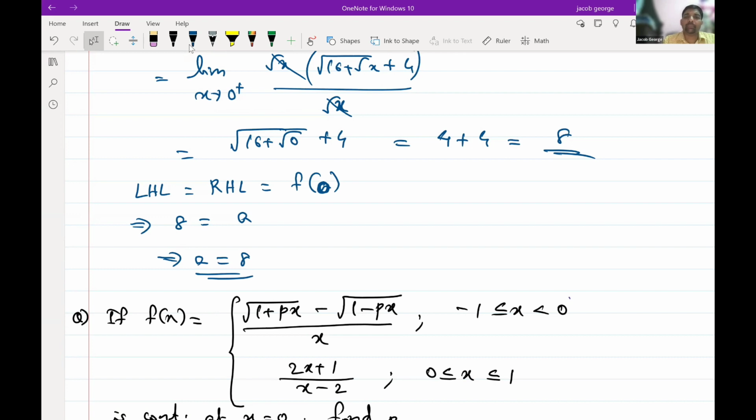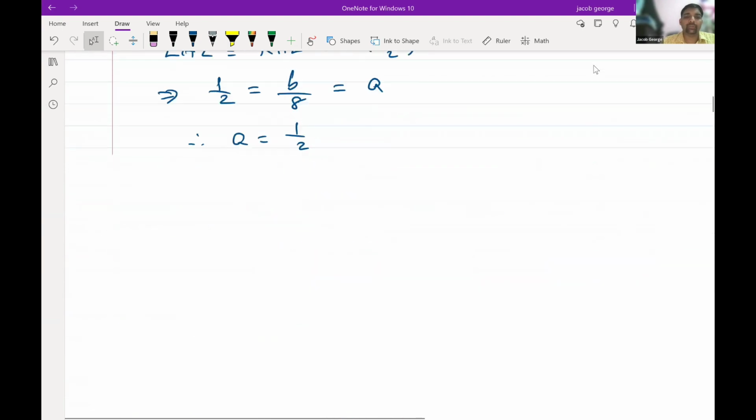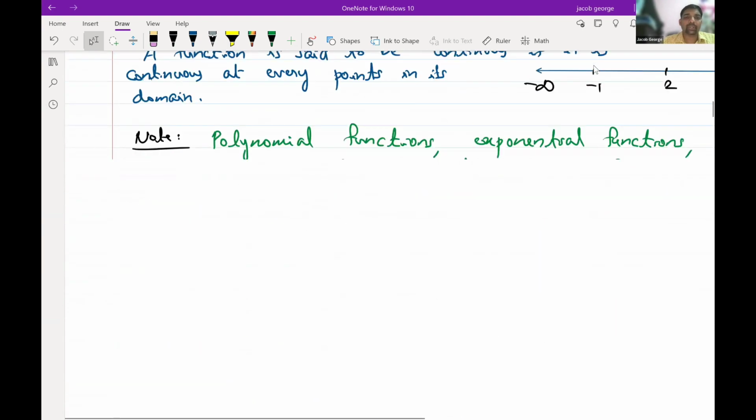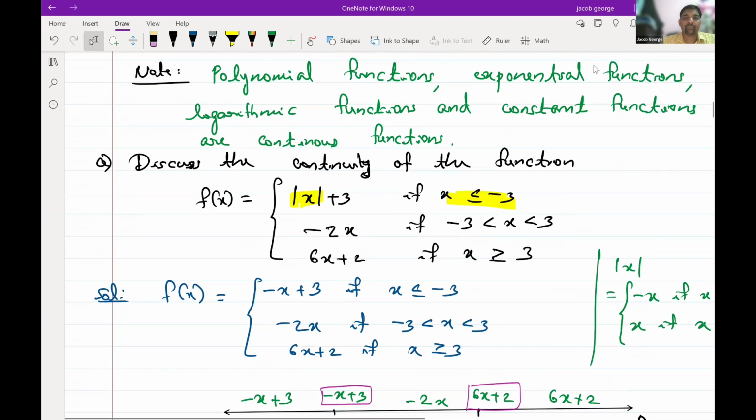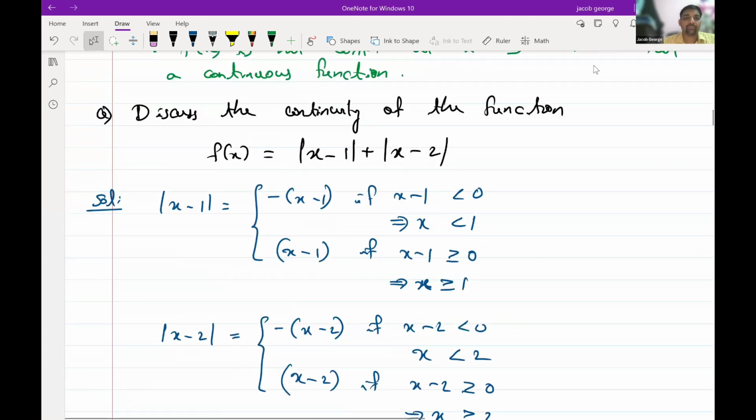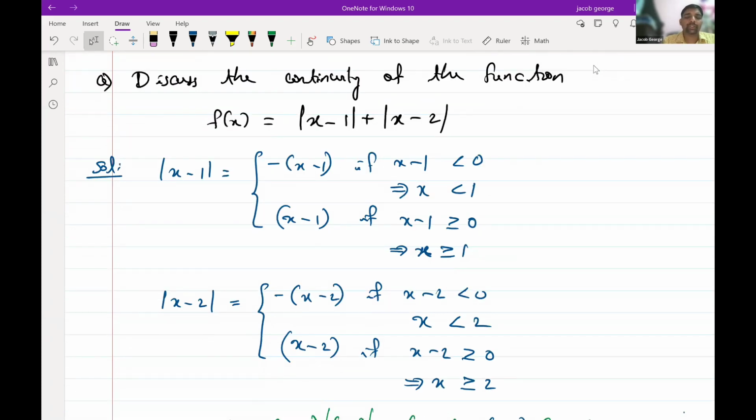Next, another important concept is continuity and differentiability. In this topic, continuity and differentiability, that type of questions are here. This type: discuss the continuity of modulus functions. If you get, it is continuous at all points, but this will not be differentiable at the point where the expression inside the modulus equals 0. That is, it is not differentiable at x equal to 1 and x equal to 2.